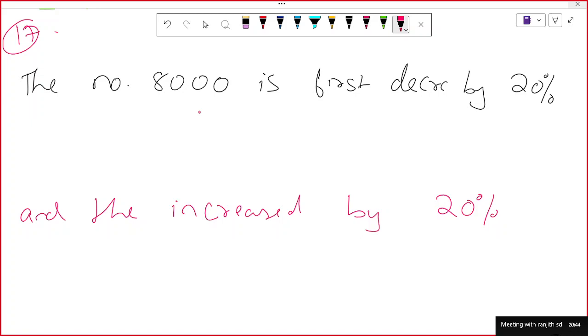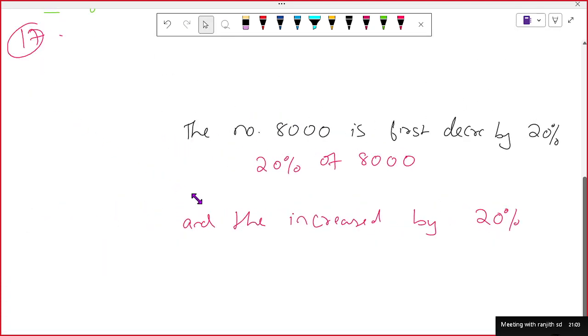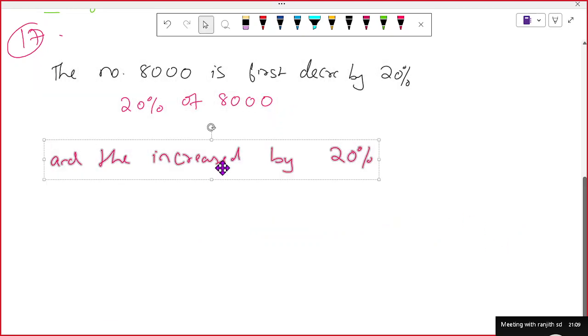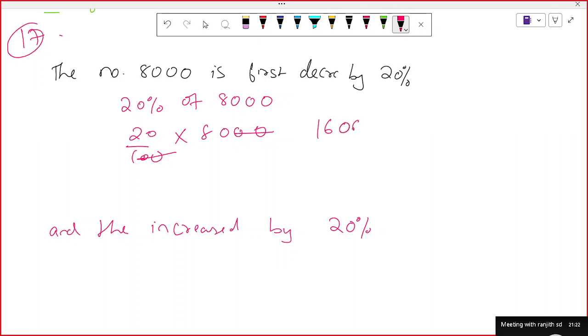The number 8,000 is decreased by 20%. So how much is 20% of 8,000? How much is decreased? What is the value after decreasing by 20%? 20 by 100 into 8,000, sir. Yes, I need the final answer. After decreasing, how much do you get? 20 divided by 100 into 8,000. So reduce two zeros. What do you get? 1,600.